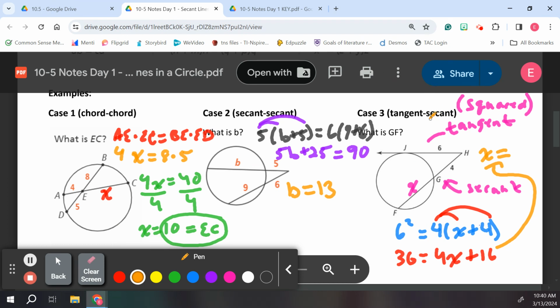All right, what do we get? What's x? Who can tell me? Anna, what do you think? What's x? 5. Very good. So that means that is also FG. Okay? Questions on that?